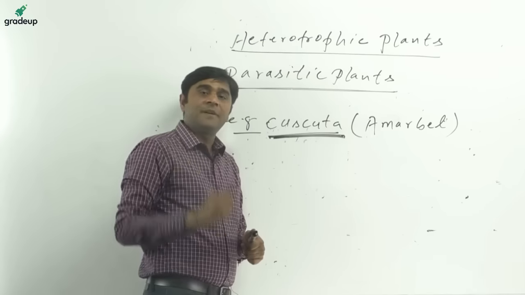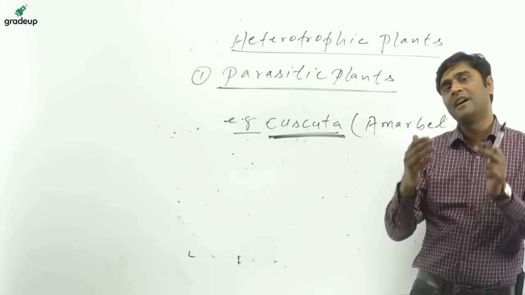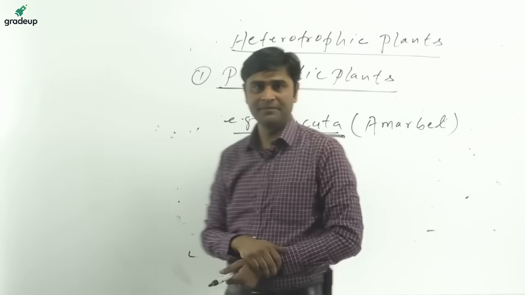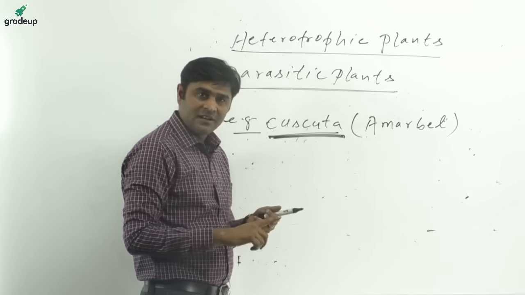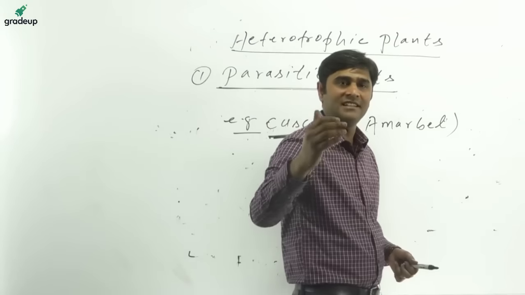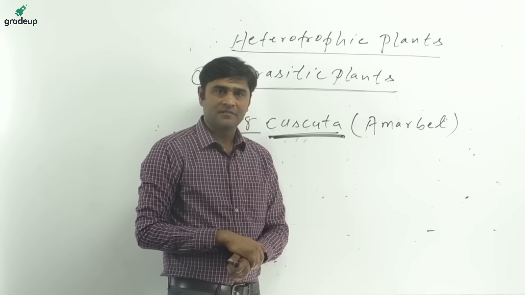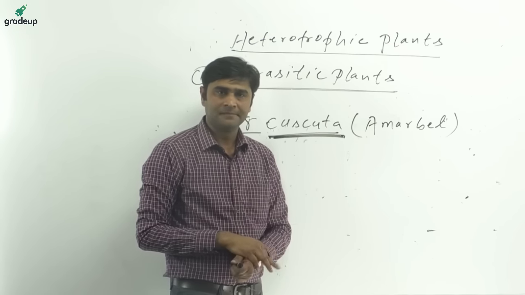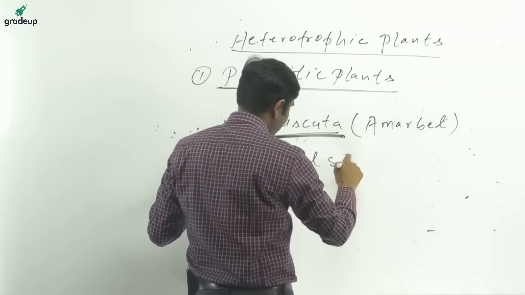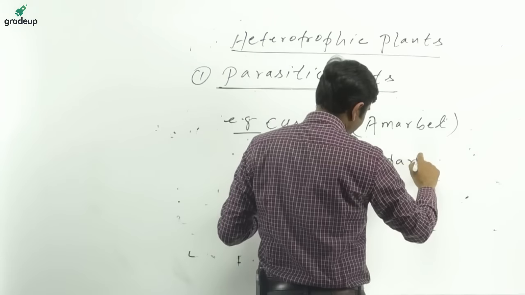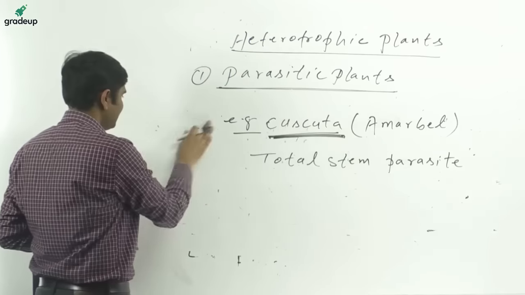Is it a total stem parasite or a partial stem parasite? Give me the answer, please. Now we all know that Cuscuta is a stem parasite, so is it a total stem parasite or a partial stem parasite? Okay. So Cuscuta is a total stem parasite.